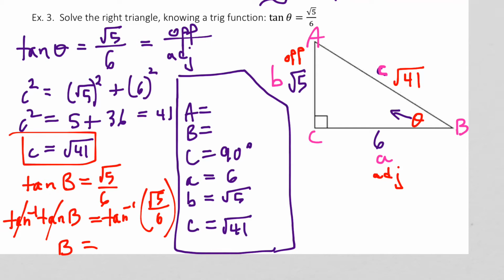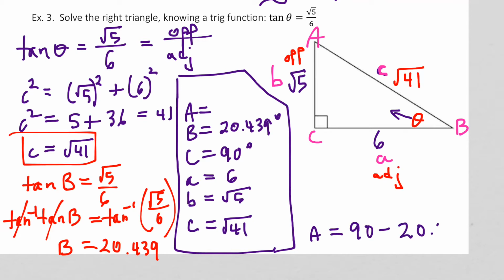So if the mode is set to degrees in my calculator, I'm going to type in the inverse tangent of the square root of 5 over 6. And I'm getting 20.439 degrees. So that's my angle B. All right, so now the last thing that I can do then is I can say angle A is equal to 90 minus 20.439 degrees, and that'll give me angle A. So I got 69.561 degrees.